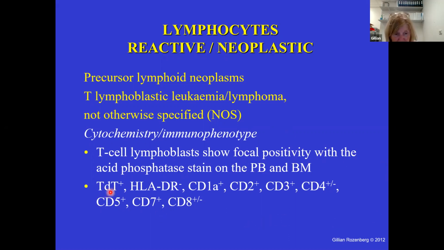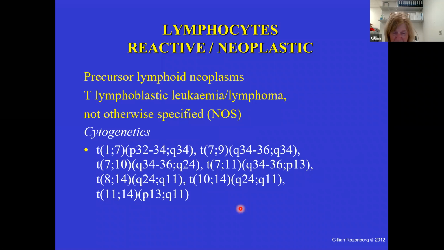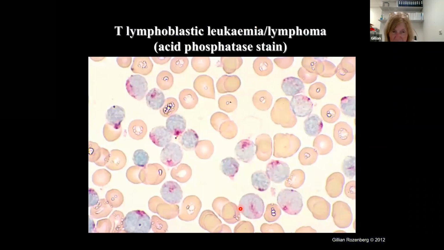And these are the T cell markers, so they're easy to remember: 2, 3, 4, 5, 6, 7, and 8. So they're the markers on this particular case. Lots of cytogenetic possibilities.